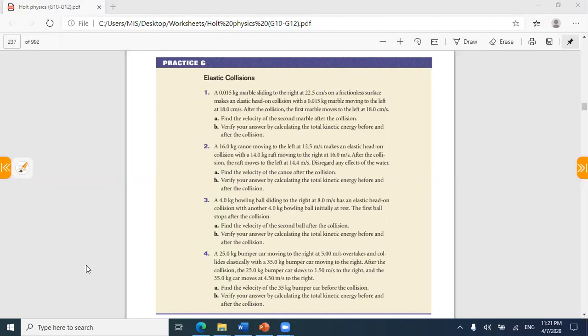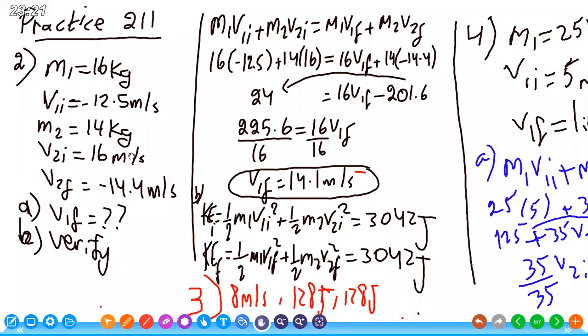Okay, let's go and see. Everything here is given; we have to find V1 final as we said, and then we have to verify. Use the equation. I'm replacing everything as you see. Do the calculation, and take the number towards the other side as we did in the previous question. I will get here minus 201.6, take it to the other side, it becomes positive. Then divide by 16, and you will get V1 final to be approximately 14.1 meter per second. Then do kinetic energy initial, and do kinetic energy final. You will see that they are going to be equal. Here are the answers for question 3. Please check; you can do it yourself. And let me do number 4 with you.